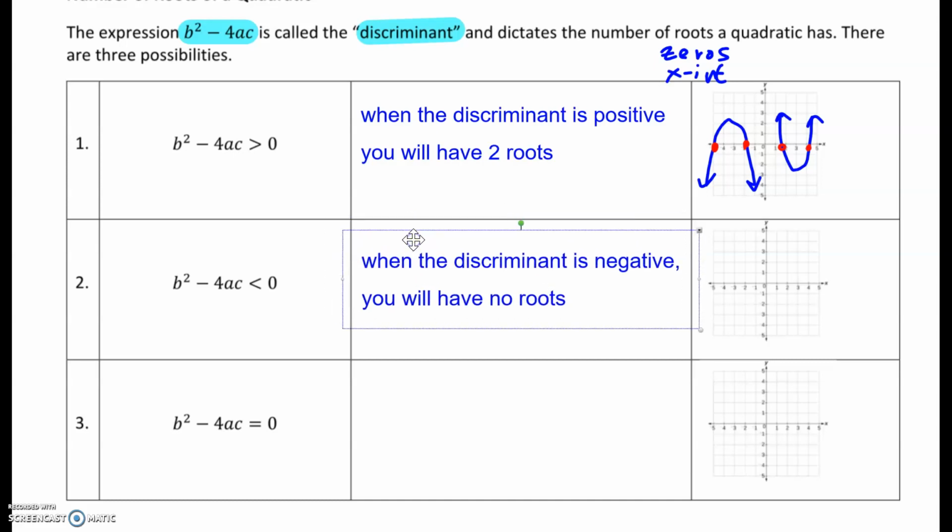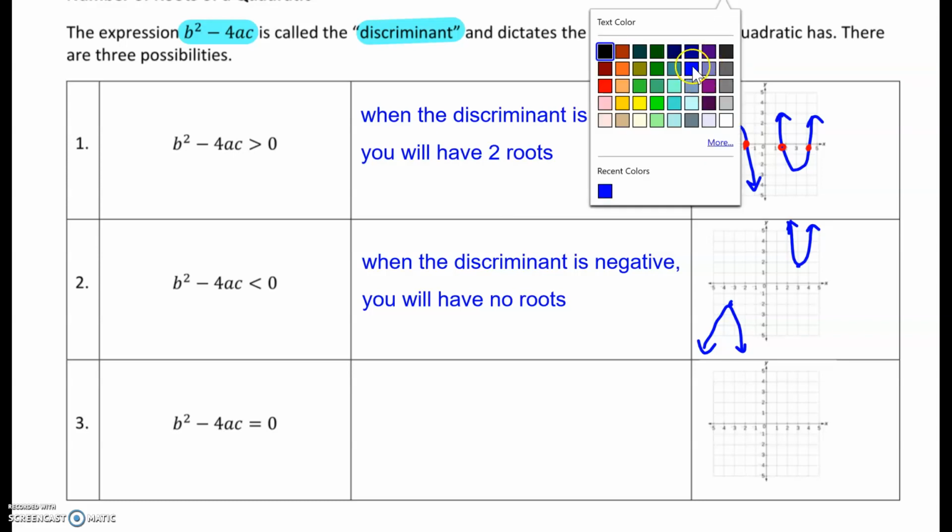So what that would look like in the graph is if I had a vertex above the x-axis opening up, you can see it does not cross the x-axis, so therefore there are no roots. Or if I have my vertex below the x-axis opening down, again, it would not cross the x-axis. So there's one other situation that you could have. The discriminant could be positive, it could be negative, or the discriminant could equal 0. And that's our last box at the bottom in our chart.